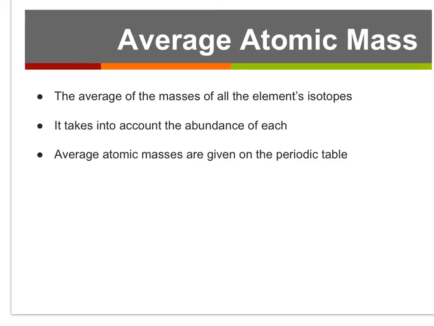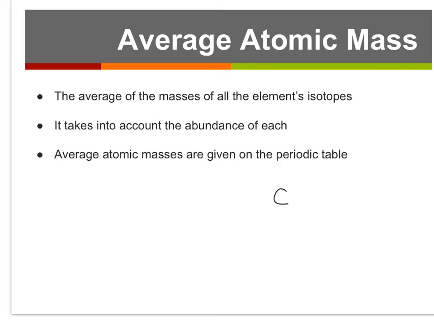Now, because isotopes have different masses, and each element on the periodic table has a certain number of isotopes, whether it be just one isotope or 2 or 3, it leads to atomic masses written on the periodic table that are averages of the masses of all of the element's isotopes. And what it does is it takes into account the abundance of each. And so these average atomic masses are what you see on the periodic table.